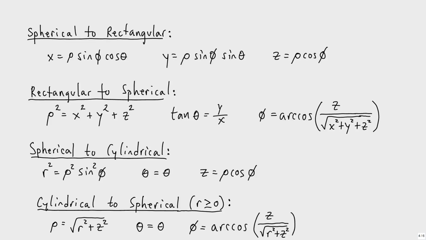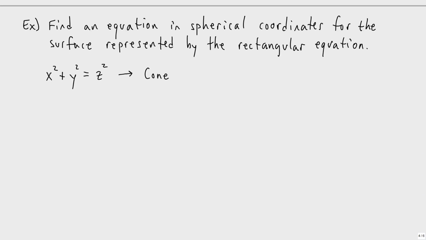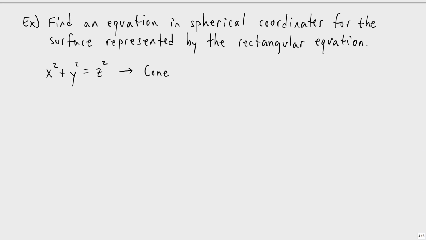Another way to think of it is x is rho sine phi cosine theta, y is rho sine phi sine theta, and z is rho cosine phi. So that's how x is related, y is related, and z is related. So let's see if we can make that work. We want to switch into spherical.